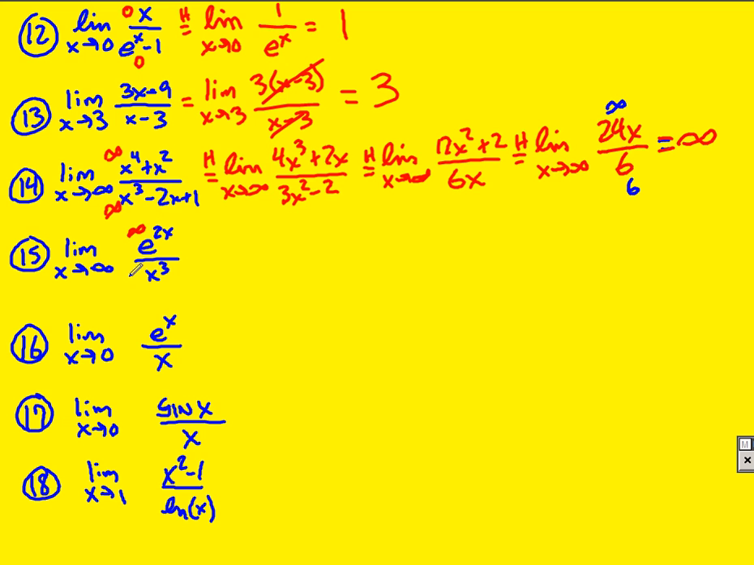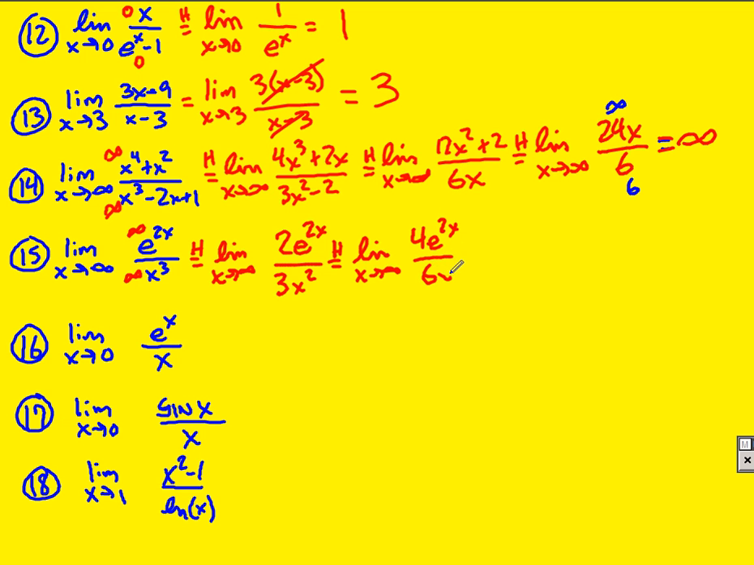15, plugging in infinity again, I get infinity over infinity. So, L'Hopital, the limit as x approaches infinity, derivative up top is 2e to the 2x, derivative at the bottom would be 3x squared. I'm still having the same issue, so let's do L'Hopital again. Now I'm going to have 4e to the 2x over 6x. Still infinity, so one more time. One last time, 8e to the 2x over 6. Now when I plug in infinity, I get infinity over 6. So I get infinity as my answer.